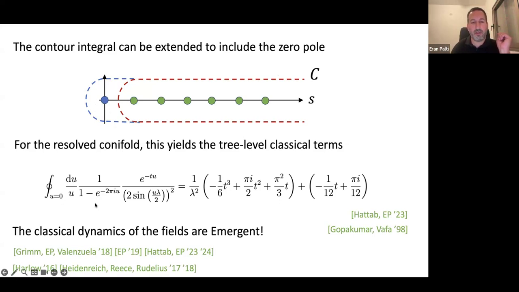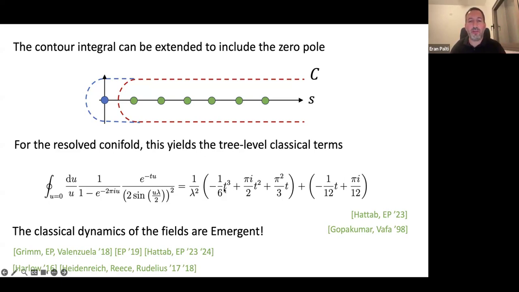And when you do that in a resolved conifold, you get the contribution from the zero pole in this thing. And that precisely gives you a polynomial, and exactly the polynomials that we expect for the resolved conifold, which you can calculate by geometric transition from Chern-Simons theory. And this is very interesting. In fact, this is the whole reason why we got into this business in the first place, because these polynomial terms are the leading classical supergravity terms in the action. These are not corrections to the classical leading terms. These are the leading tree-level kinetic terms in the action.